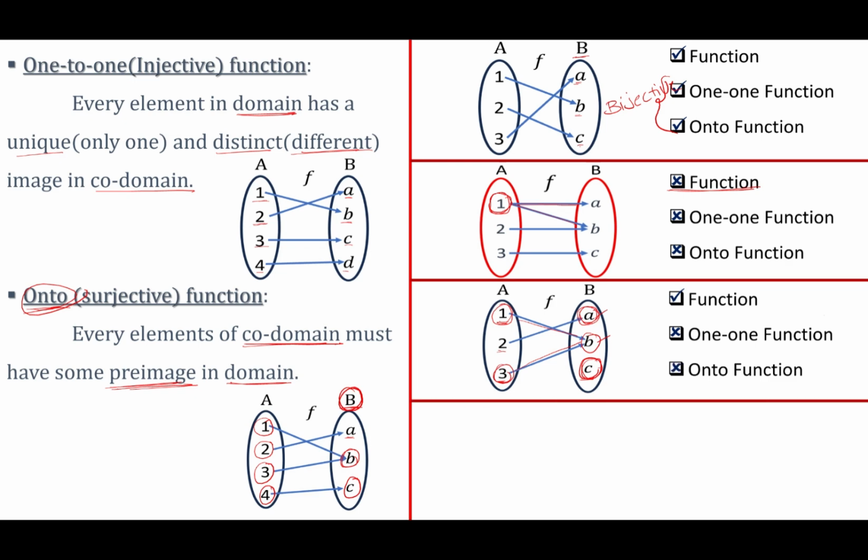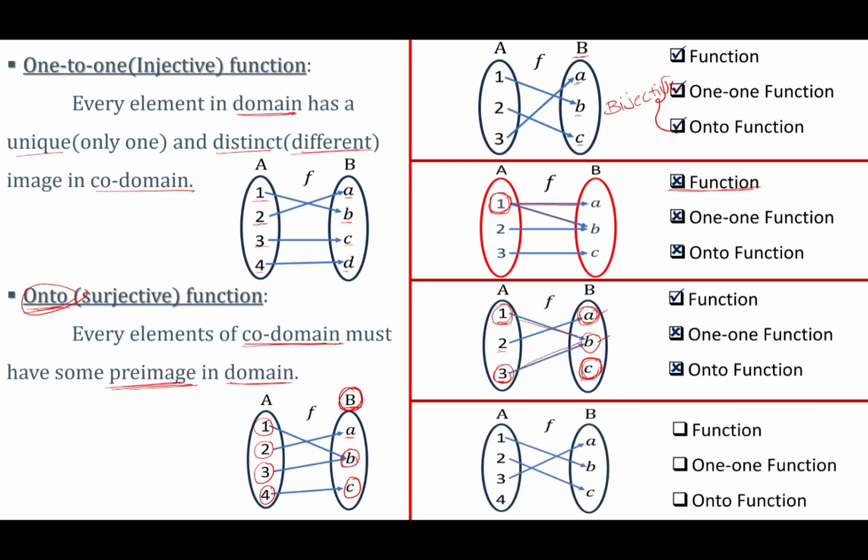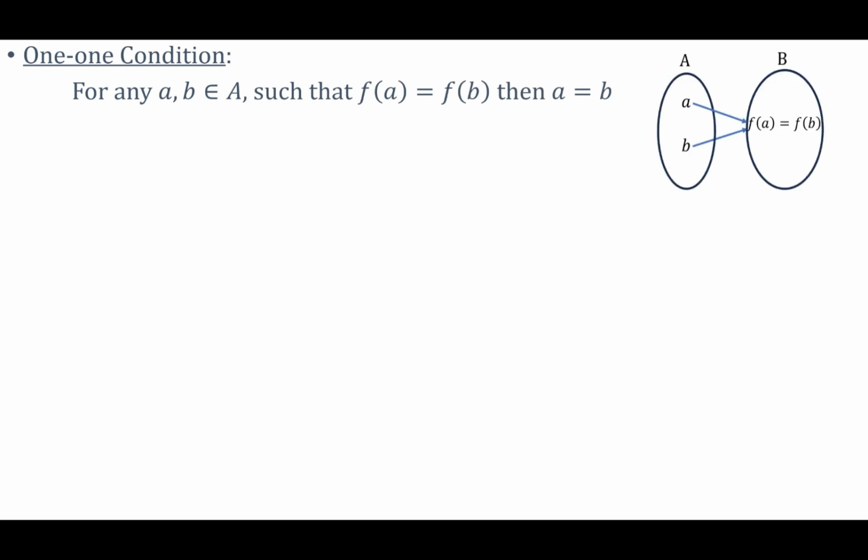Another example. Is this a function? No, it is not a function because element 4 of set A does not have any image in set B. So if it is not a function, it is not a 1-1 function as well as an onto function. 1-1 condition: for any a, b belonging to set A. If you see this function, it is a many to one function because many elements are related with one element. That is why we say many to one function.